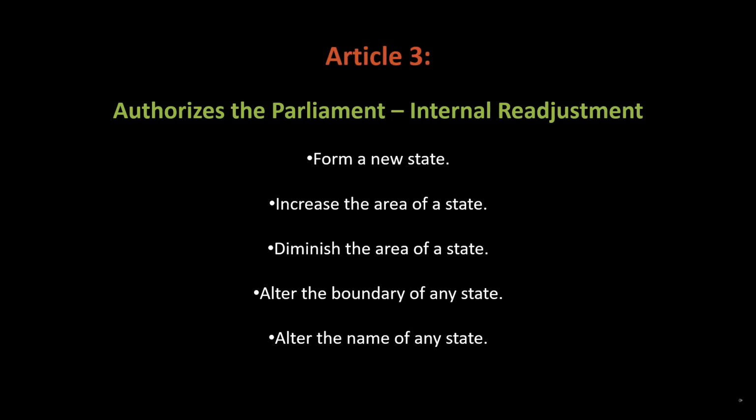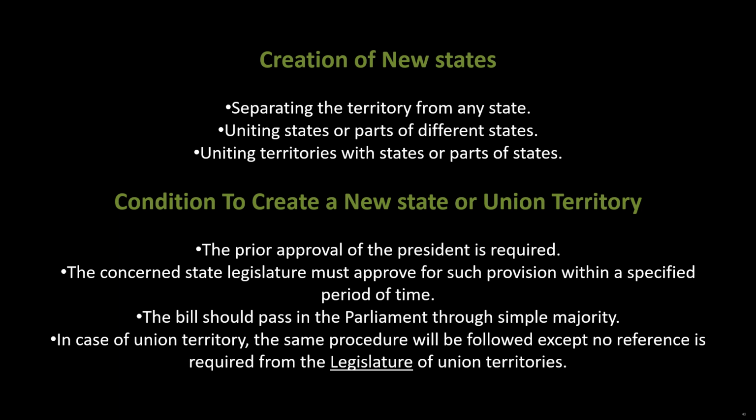Article 3 authorizes the Parliament, internal readjustment, to: Form a new state. Increase the area of a state. Diminish the area of a state. Alter the boundary of any state. Alter the name of any state. Creation of new states: Separating the territory from any state. Uniting states or parts of different states. Uniting territories with states or parts of states.